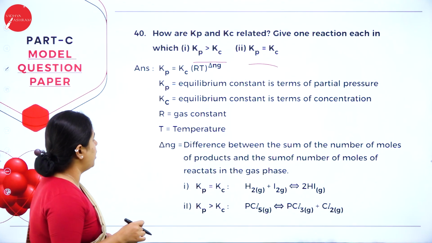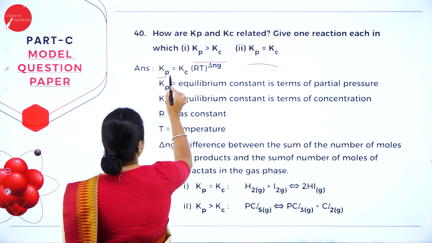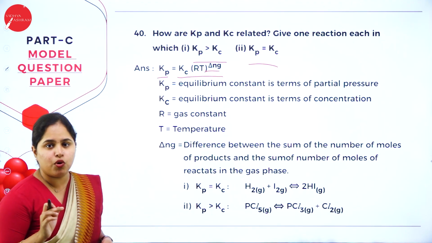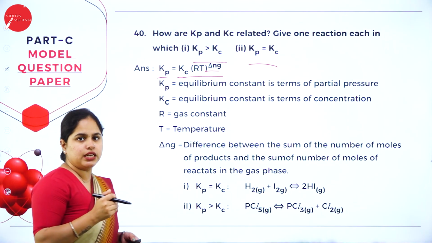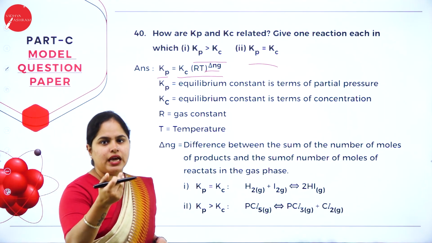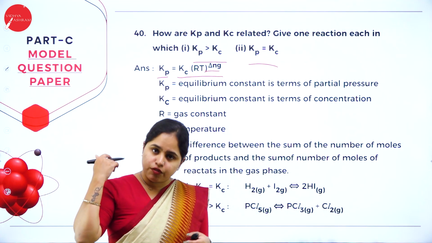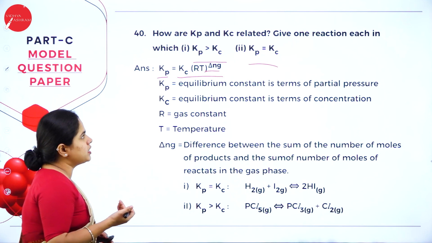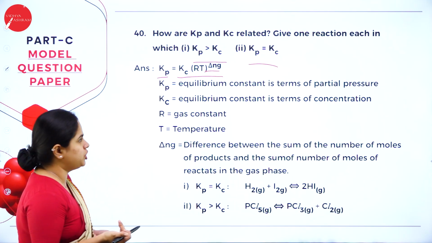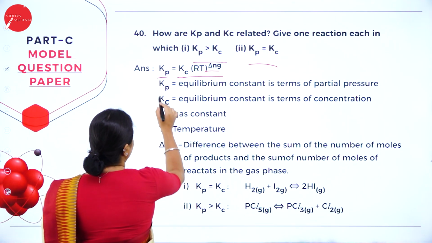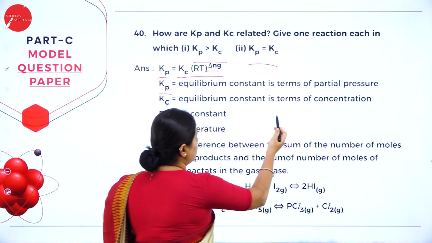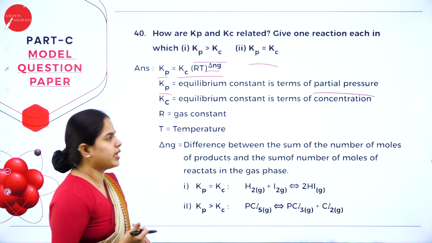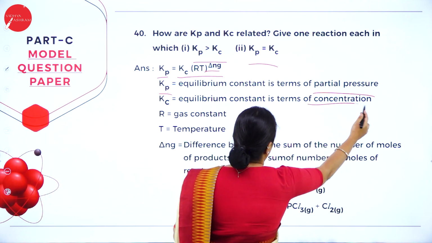So, let's begin with the first part. The relation is Kp is equal to Kc into RT raised to delta Ng. This is a very, very important equation. They can directly ask you the relationship, and from this relationship you will get numericals as well. Now, you have to explain each of the terms. What is Kp? Equilibrium constant in terms of partial pressure. And Kc is the equilibrium constant in terms of concentration.